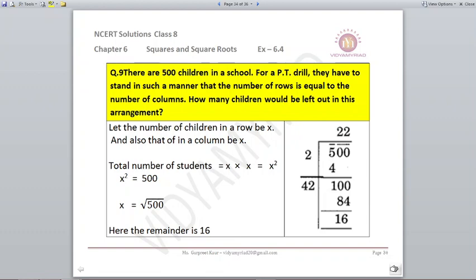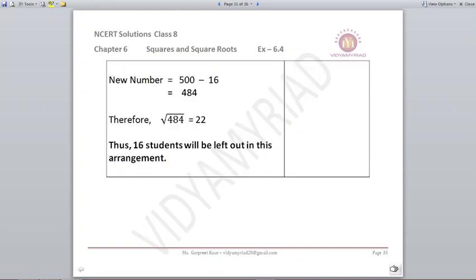So 2 into 2 is 4 and 2 plus 2 is 4. When I do that, 42 into 2 I get 84. Remainder comes as 16. So what is the remaining number of children which is left out? That is 16. And now to find out the perfect number, 500 minus 16 I will do, that is 484, and square root of 484 is 22. So 16 students will be left out in this arrangement.